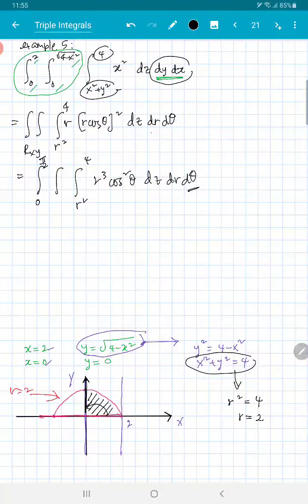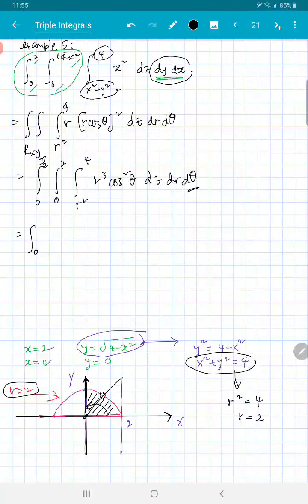And for r, you draw a straight line from the origin across your region. Then you can see that it starts at the origin, so it's 0, and then it stops on the red circle, which is governed by this equation. So r is from 0 to 2. Okay, now once you have the limits for r, theta, and z, I'm sure you have no problem evaluating this, but let's do this together.